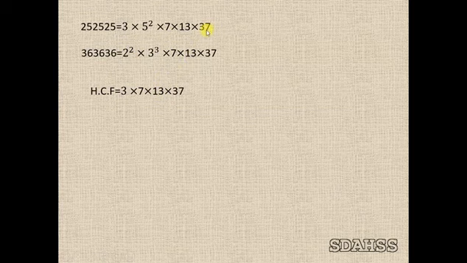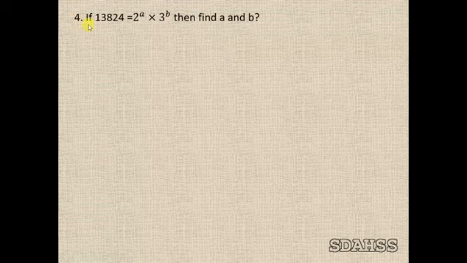the common factor, so 37 is also the common factor. So the common factors are 3 into 7 into 13 into 37. So if you multiply, you will get 10,101.